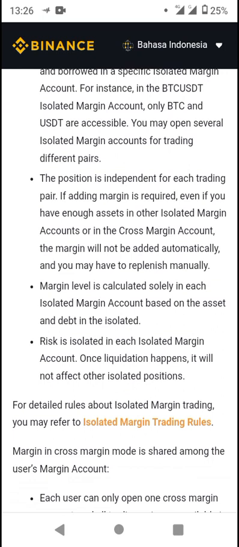Next, we are going to look at the risk which is associated with each isolated margin account. Once liquidation happens, it will not affect any other isolated positions.